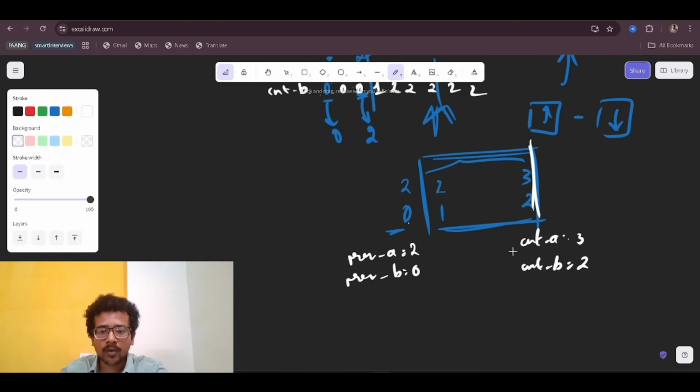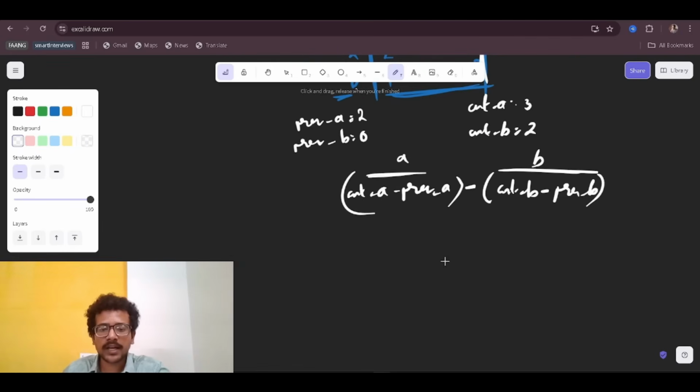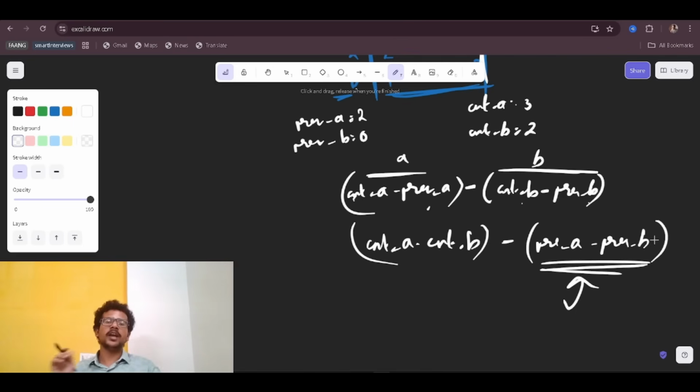Now what I did, count A minus previous A is the number of occurrences of A in this substring. Now this is the number of occurrences of A minus the number of occurrences of B, so count B minus previous B, right? If I rewrite it, it is count A minus count B minus previous A minus previous B. So instead of checking count A minus previous A and count B minus previous B separately, I just store previous A minus previous B.